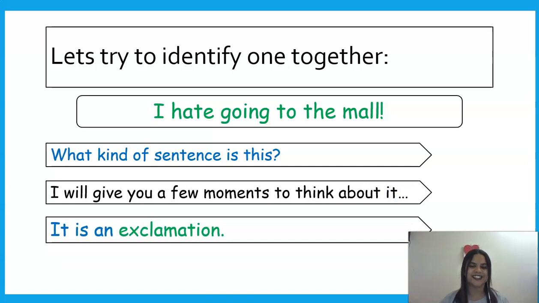It's an exclamation. How do we know it's an exclamation? Well, firstly, we see that there's an exclamation mark, but a command can also end in an exclamation mark. Let's see. Is it telling me to do something? I hate going to the mall! No, but it is expressing an emotion. So therefore I know that it's an exclamation. Well done, grade 5s.